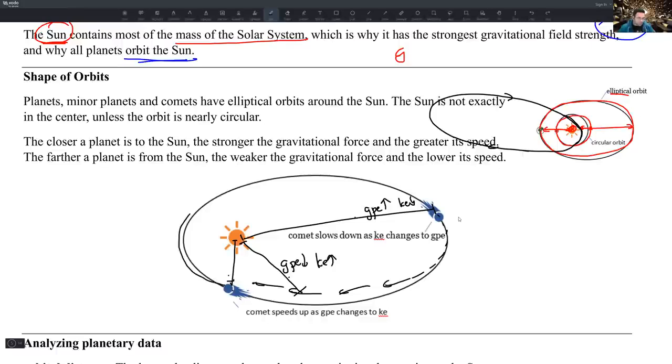Obviously, if it's the closest it can be, this is the maximum speed it can have when it's the closest to the sun.